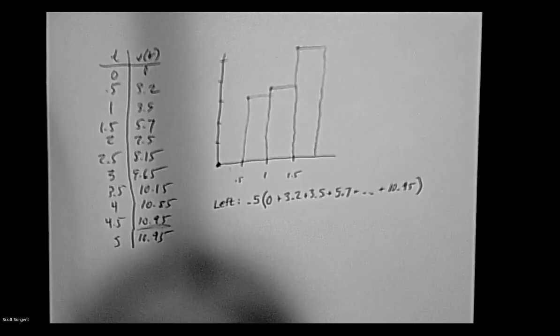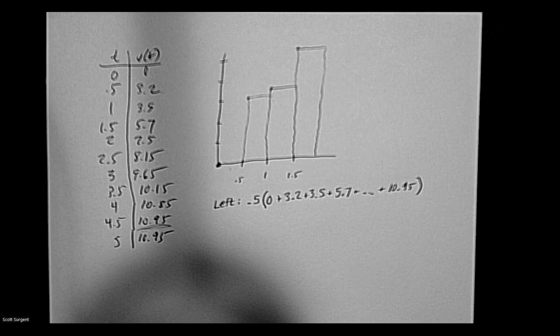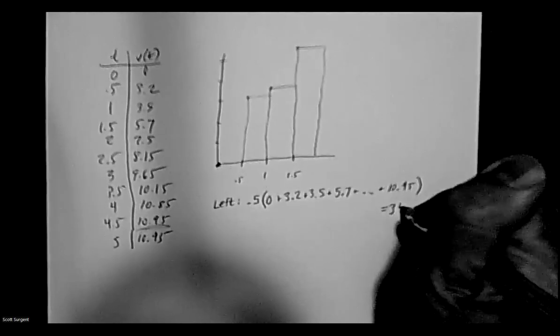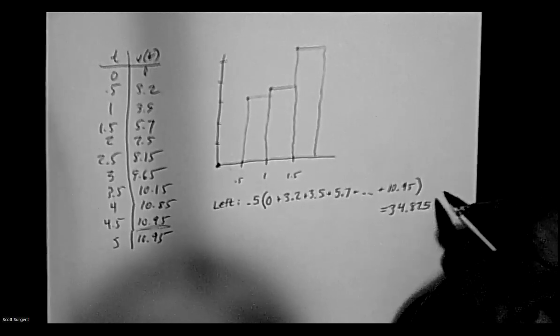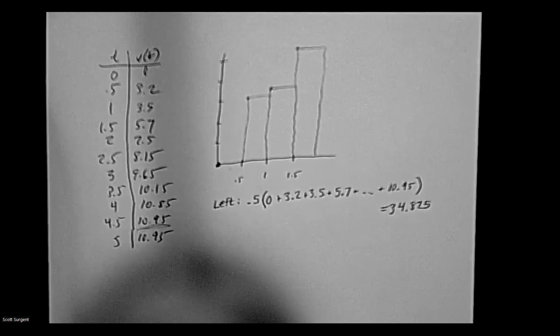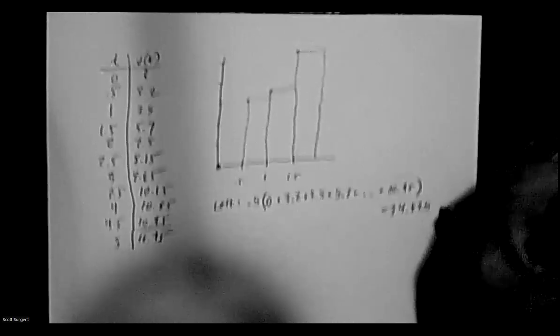I'll do it real quick. I'm just going to crunch out the numbers. I got my handy little calculator here. So 3.2 plus 3.5 plus 5.7 plus 7.5 plus 8.15 plus 9.65 plus 10.15 plus 10.85 plus 10.95 multiplied by 0.5, and I get 34.825. I guess this is in, I forget what this is in, meters. Feet. All right, so feet.